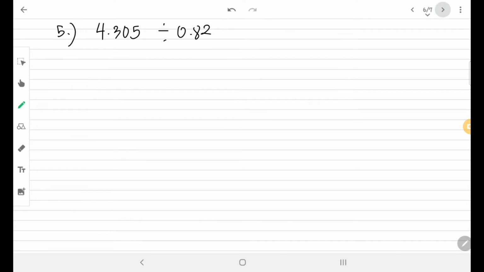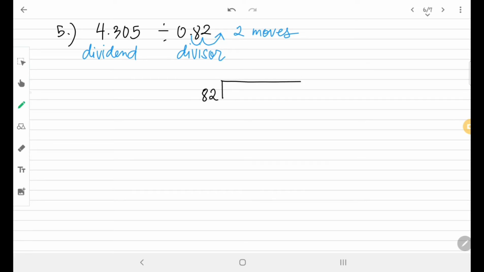Which means that this is already the final answer. Okay? So, let's have another example. If you will observe, wait, let me write. Again, this is our dividend, and this is our divisor. This one is inside, and this one is outside. As I said, when dividing decimals, the divisor must be a whole number. As you can see, we have a decimal point, so we move two places. 1, 2. So 2 moves. Let me write the divisor first: 82. That is our divisor, the one outside.